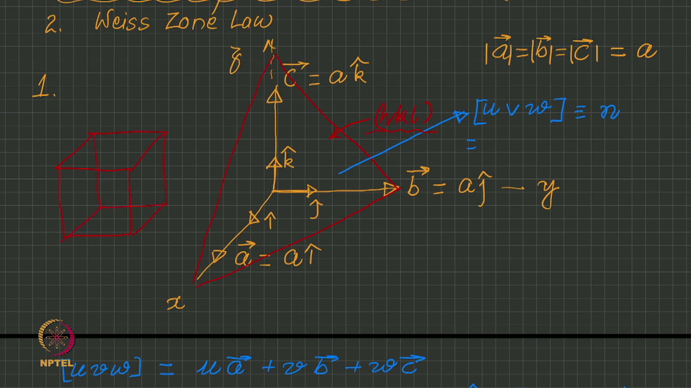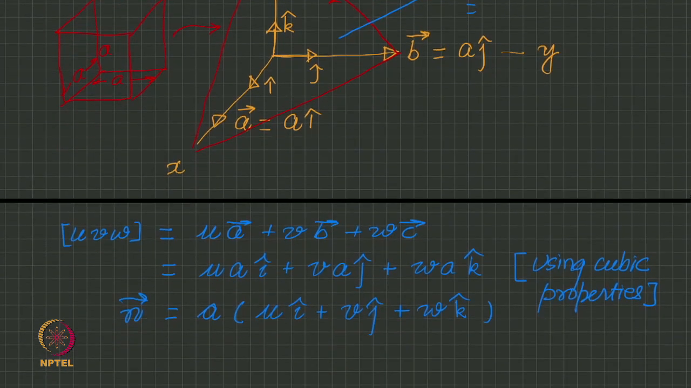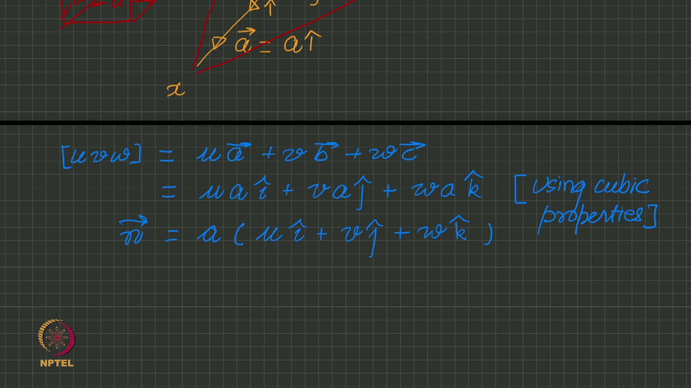So, here is a magnified version where the cube is not shown, and the lengths of the three edges of the cube are A, A and A. That is the lattice parameter. A is the lattice parameter, so it is a scalar. Now, what can you say about HKL? What does HKL plane mean?